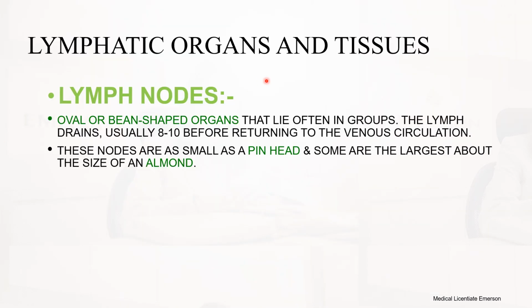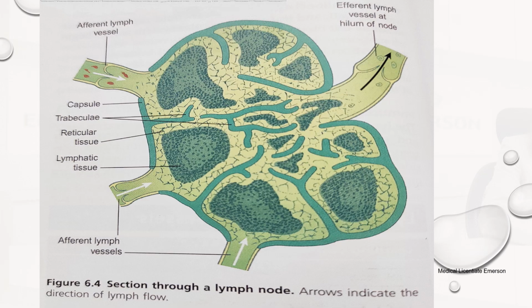So let's look at some lymphatic organs and tissues. Number one, lymph nodes. These are oval, bean-shaped organs that often lie in groups. The lymph usually drains through 8 to 10 of them before returning to the venous circulation. Some nodes are as small as a pinhead, and the largest are about the size of an almond.